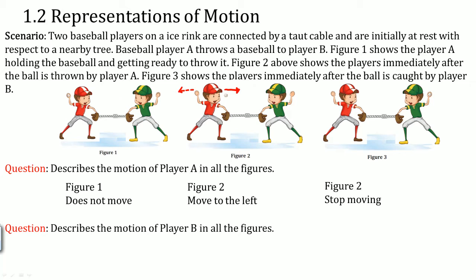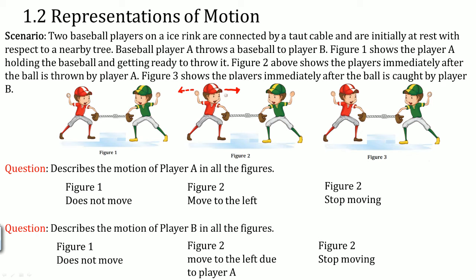The second question: you're going to describe the motion of player B in all of the figures. In figure 1, player B does not move because it is still in equilibrium. Then when the ball is thrown, in figure 2, it shows that the baseball player in green, player B, has to move to the left because they're connected by the cable. Once the ball is caught in figure 3, the player then stops because it now goes back into equilibrium.